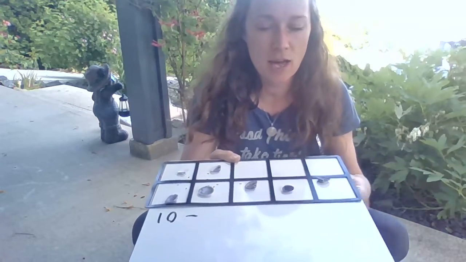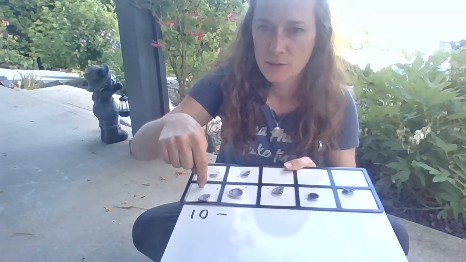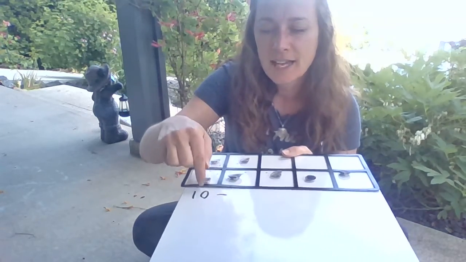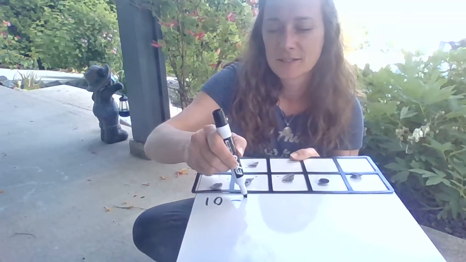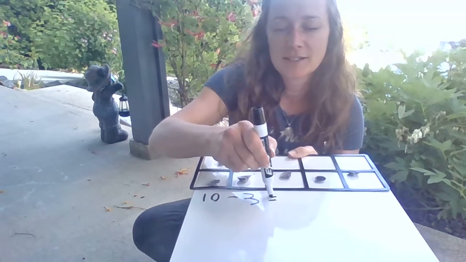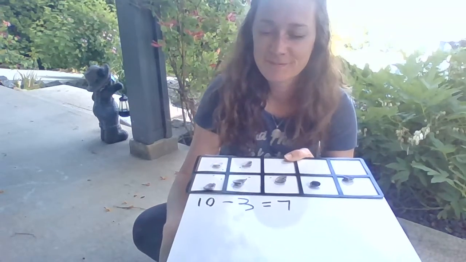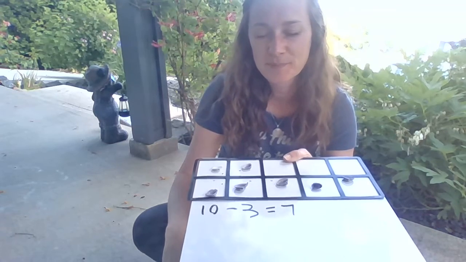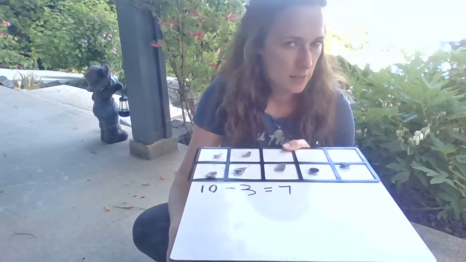Is that right? Let's count. Let's find out. Did I do it right? 1, 2, 3, 4, 5, 6, 7. I did. 10 take away 3 is 7. 10 take away 3 equals 7. So that's a cool way to make 7. I could use takeaway.